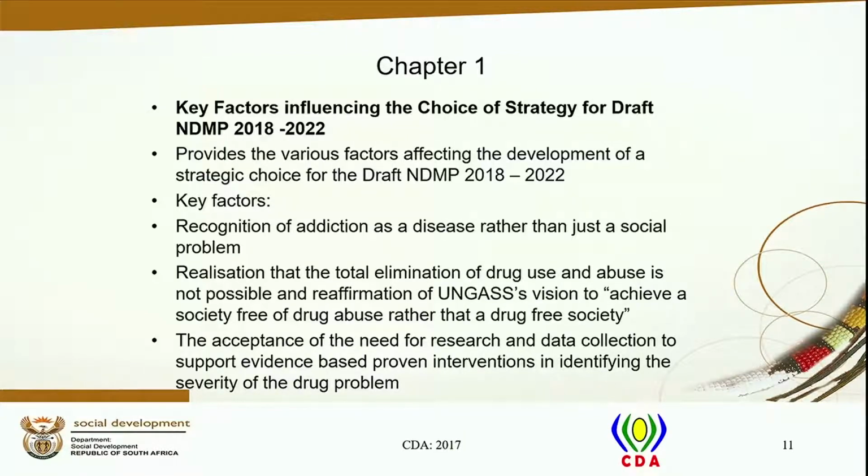And the key factors recognizing addiction as a disease rather than just a social problem, which is a major mindset and a paradigm shift that we need to get our own department, being the Department of Social Development, to accept that this is not just a social development problem, this is a problem that encompasses a lot more than just them. And that they need to accept that there is the need for a move towards the health model as well. The realization that the total elimination of drug abuse is not possible, and it is reaffirmed by UNGA's vision rather to achieve a society free of drug abuse rather than a drug-free society. And at the same time, the acceptance of the need for research and data collection, which I've already alluded to.